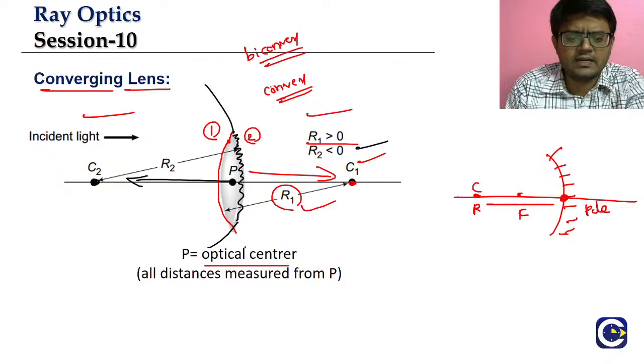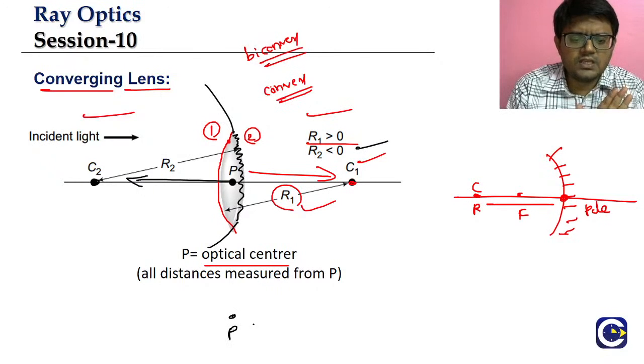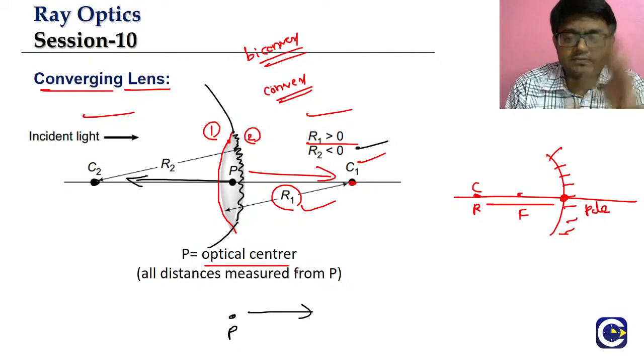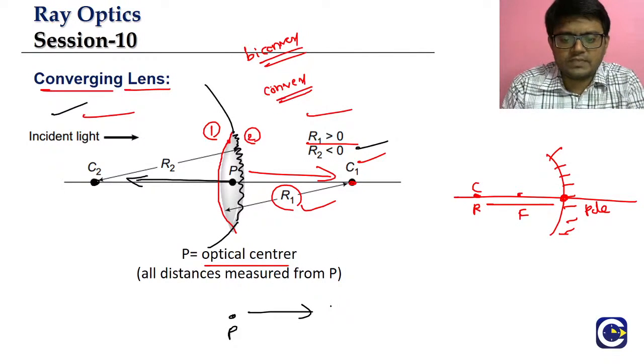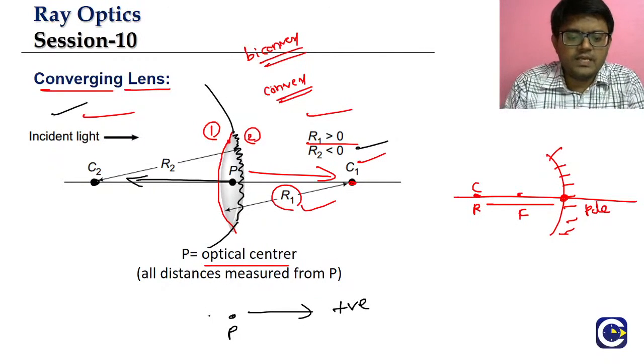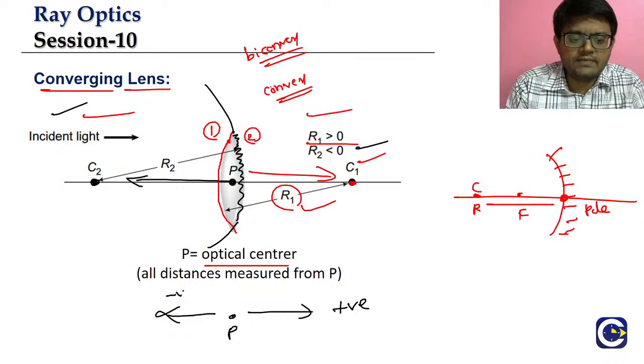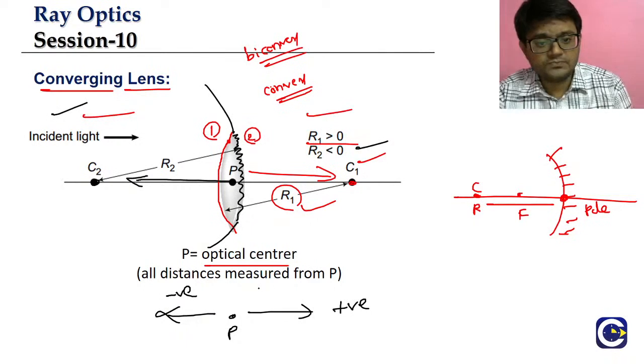So this is a sign convention, like the way we do in the case of mirror. Here also similar. From the optical center, any distance you measure to the right side. Right side means, it is not like we are saying right side. What is the actual sign convention? If the distances are measured in the direction of the incident light, then they will be taken as positive. If the distances are measured opposite to the direction of the incident light, then we will take them as what? Negative.